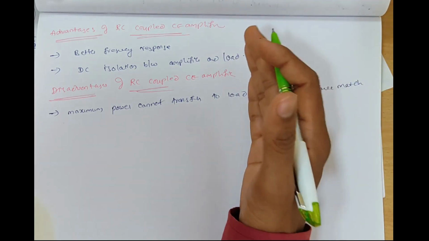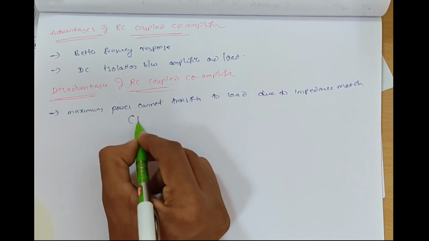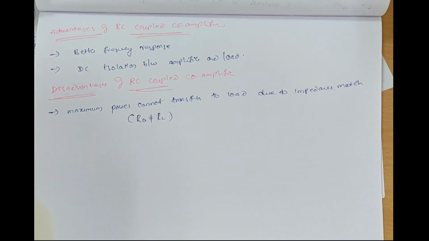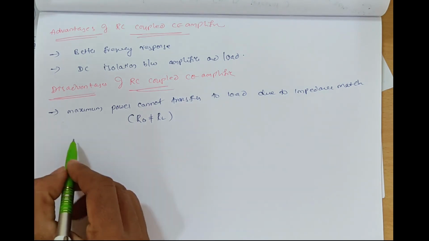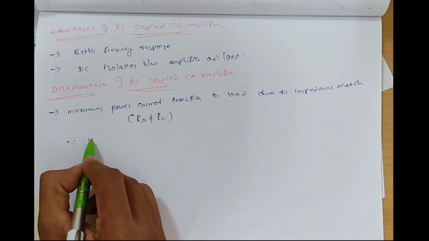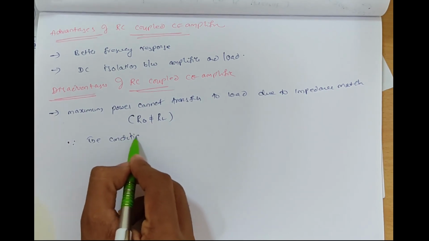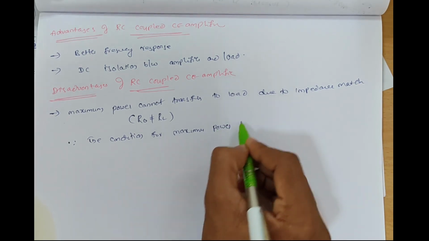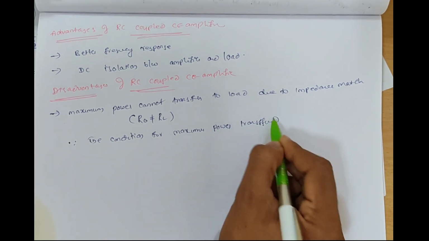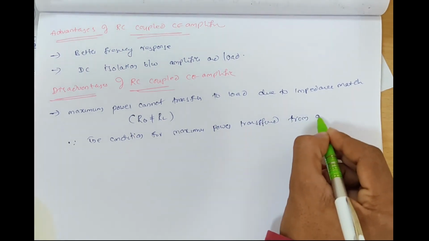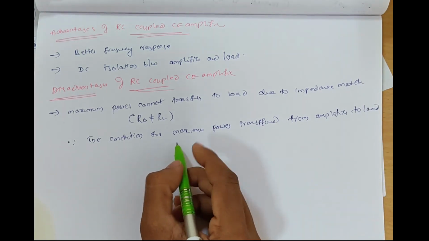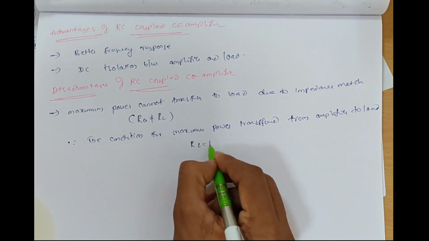The amplifier resistance is nothing but R0. Here R0 is not equal to the load resistance. We know the condition for maximum power transfer from amplifier to load is RL equals R0.